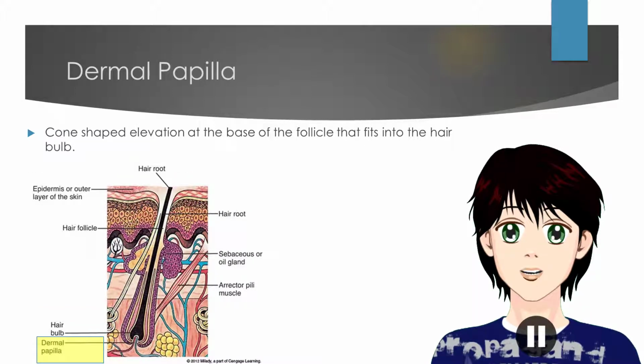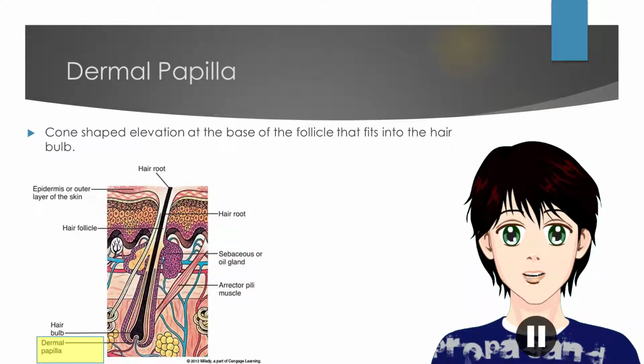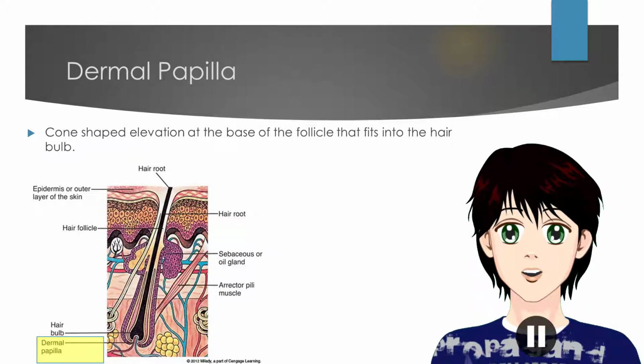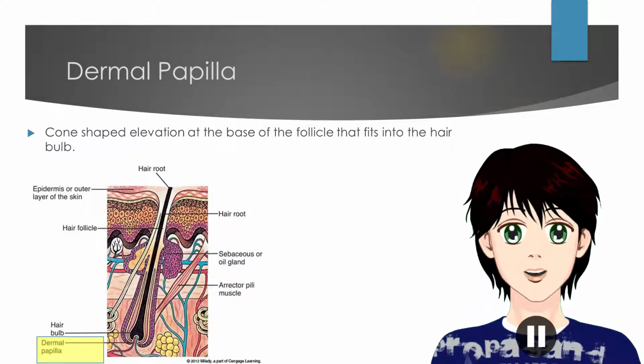The dermal papilla is the small cone-shaped elevation located at the base of the hair follicle. The dermal papilla contains the blood and nerve supply that provides the nutrients needed for hair growth.